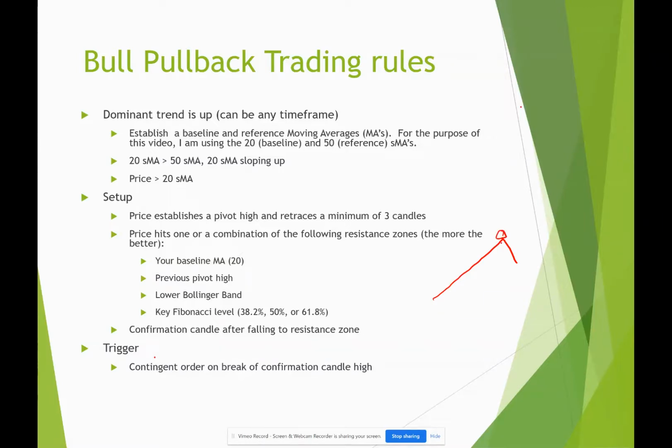And then it retraces. And so you might have like 10, 15, 20, whatever, many candles. And then you have a minimum of 3 candles that retrace. Okay. And then what the price does is it hits one or a combination of the following resistance zones. And the more the better. If you got a whole bunch of hits to something that converges, it's better.